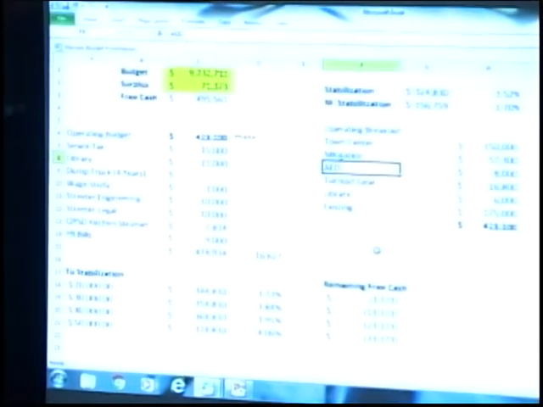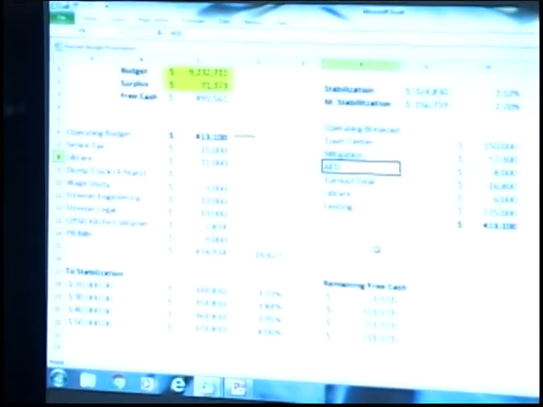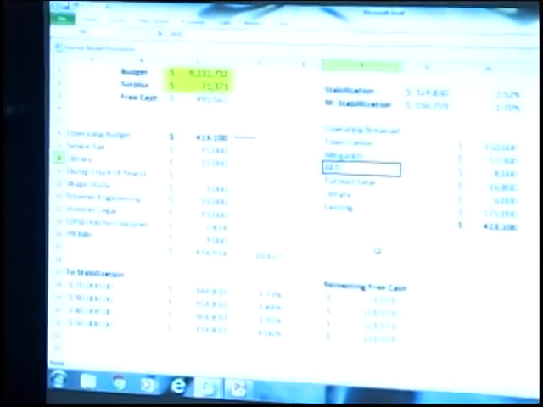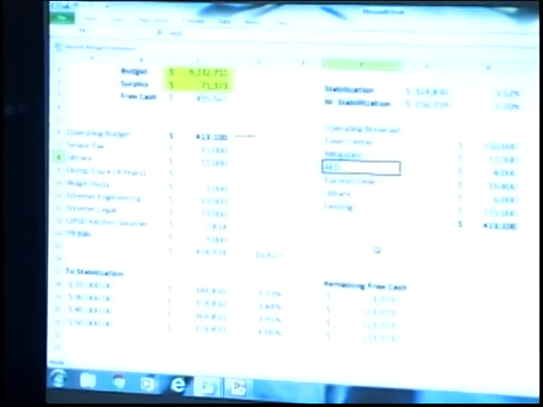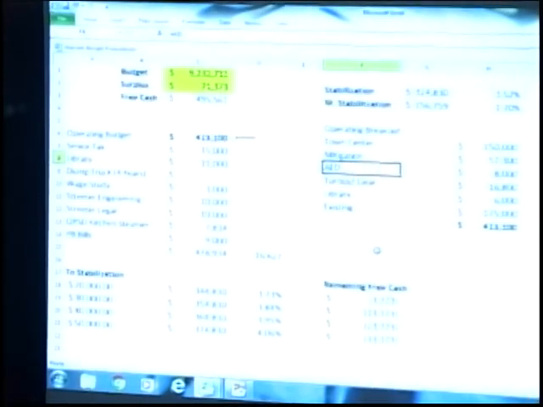Can we use the stabilization for the roof? The library roof? Yes. We can use stabilization for a great number of things. I'm okay zeroing out the dump truck. I think maybe we should push that off another year. There's a lot of capital items this year.